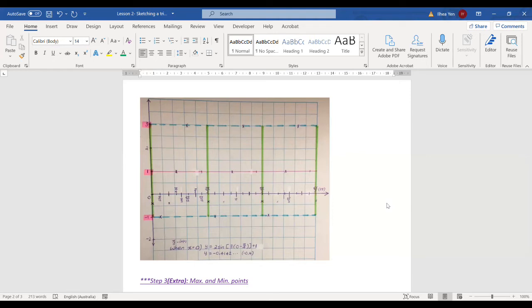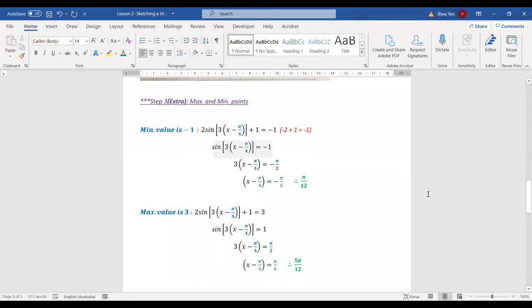I roughly put pi over 12 as my minimum and roughly 5 pi over 12 as my max, right? And how do I know? Well, I've done something here before I do that. So we know that this is a little bit different way of finding minimum and maximum points. Now, the first video, actually lesson 1, uses substituting the value into the equation, the function. But this one, I'm going to use the actual minimum value and maximum value, because it's just easier.